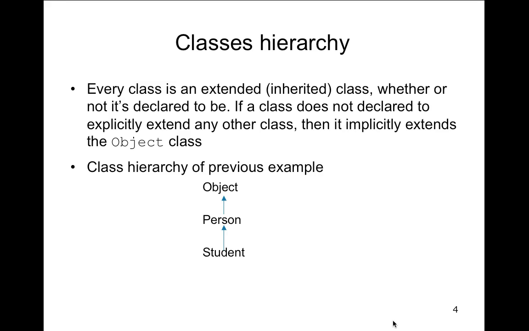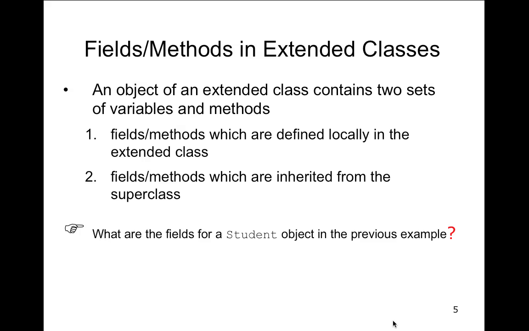And I'll show you the function. There's a quick and easy function. It says, what object is it? What type am I? And then you can figure that out. So fields and methods in the extended class: an object in an extended class contains two sets of variables and methods. One, the fields and methods that come locally from the extended class, and then you also get the fields and methods from the inherited or super class, as we've seen so far. What are the fields for a student object in the previous example? Well, they're the name and the number, essentially the student ID or student number.